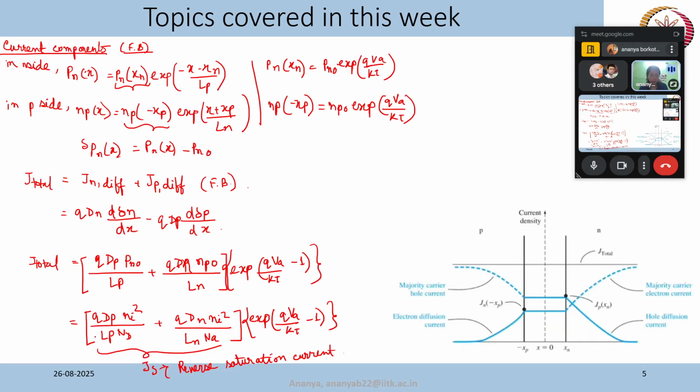So this current equation we already know. We know it like I equal to Is exponential qV by nkT minus 1. This we have been using, maybe from BTech first semester, second semester onwards, but this is how we get the actual current equation from this kind of derivation.